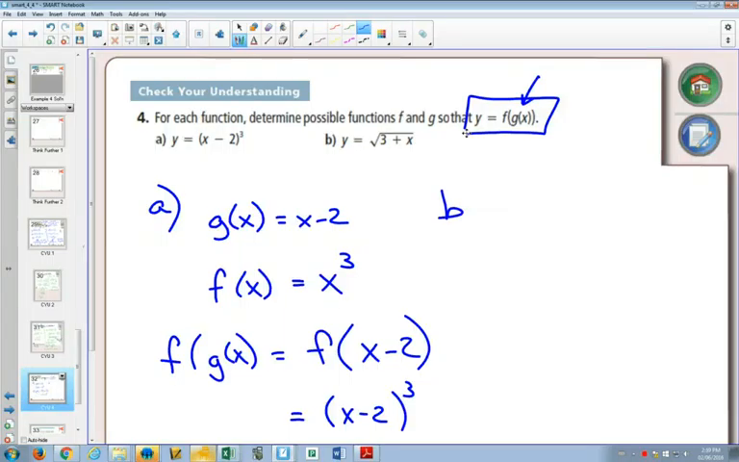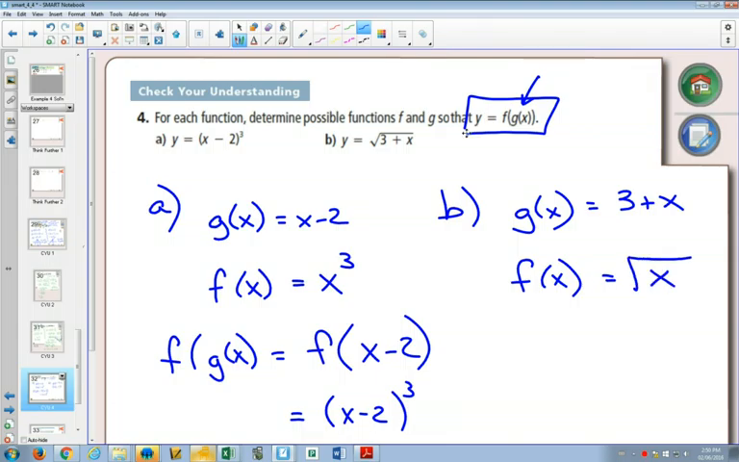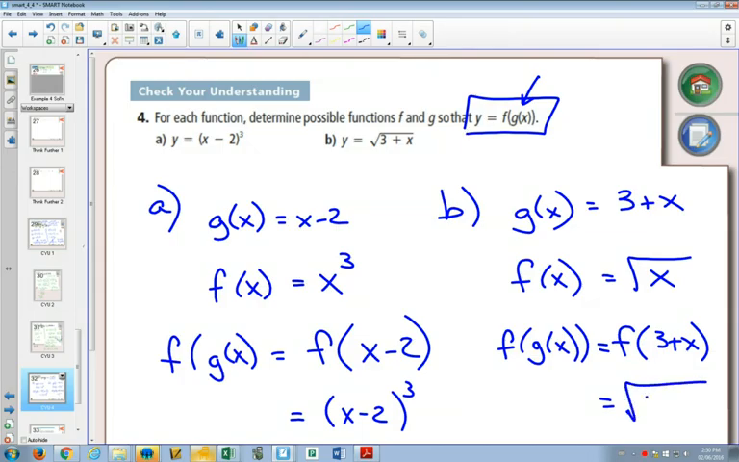Do you see an inside function? What would you call your inside function? 3 plus x. What's your outside function? Square root of x. And so let's just check. Is f of g of x? Well, that would equal f of 3 plus x. You plug in 3 plus x where x is, and sure enough, it works.